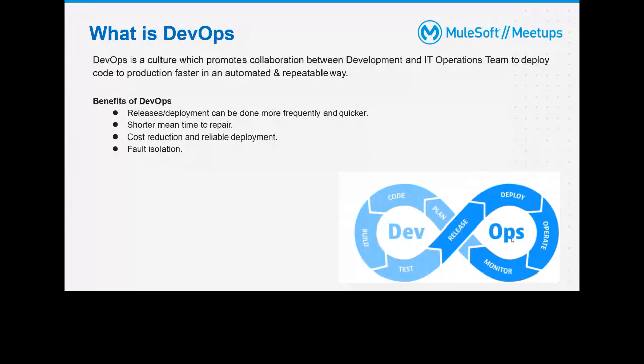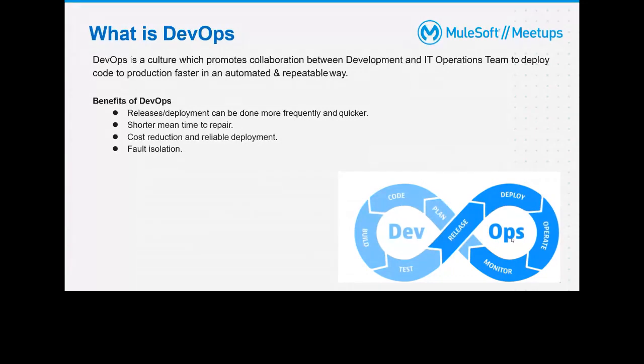Then there will also be cost reduction and reliable deployment, because you are avoiding manual deployment. Once you have set up your pipeline, every time you check in code, it will automatically deploy. You don't require any intervention. In some cases you may require human intervention also.